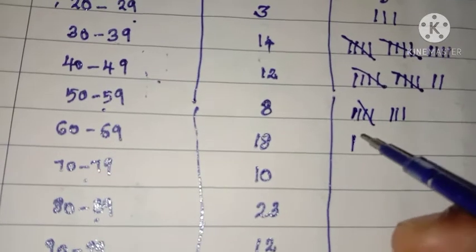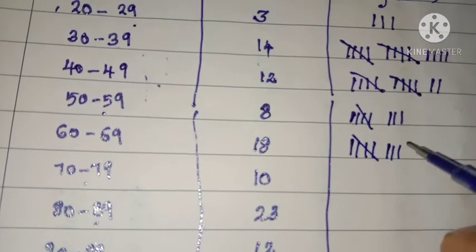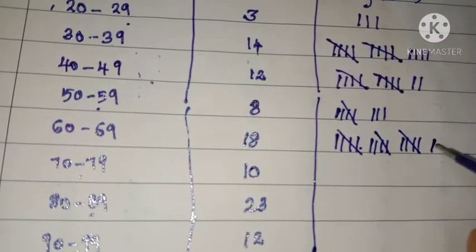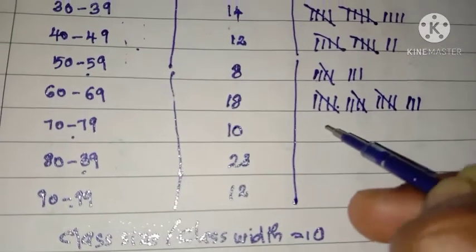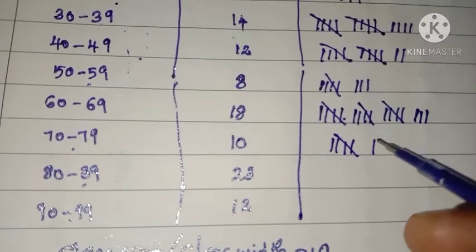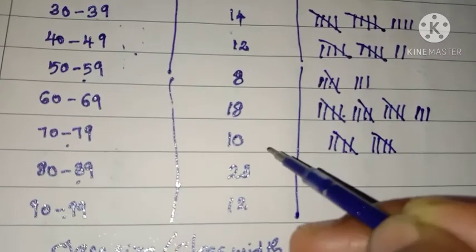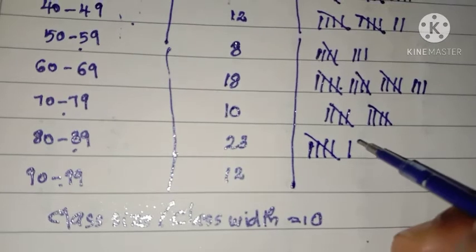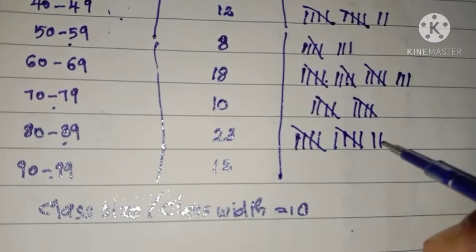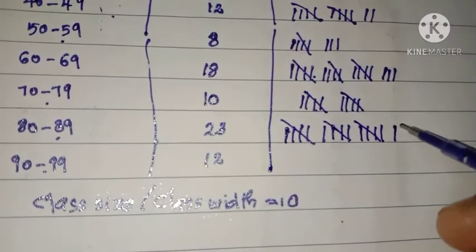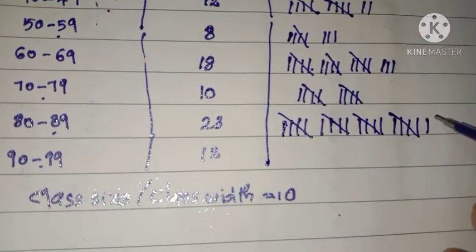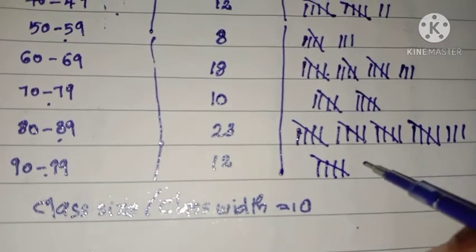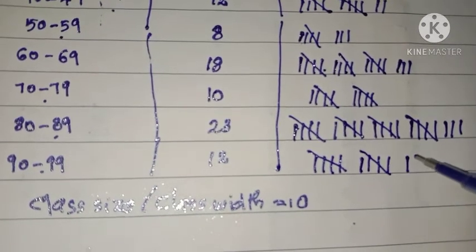Okay, 8 is 1, 2, 3, 4, 5 and then 3 more. 18 is 5, 5, 5, which is 15, then 16, 17, 18. 10 is 5 plus 5. Now 23 is 1, 2, 3, 4, 5, 6, 7, 8, 9, 10 and so on up to 23. Now 12 is 1, 2, 3, 4, 5, 6, 7, 8, 9, 10, 11, 12.